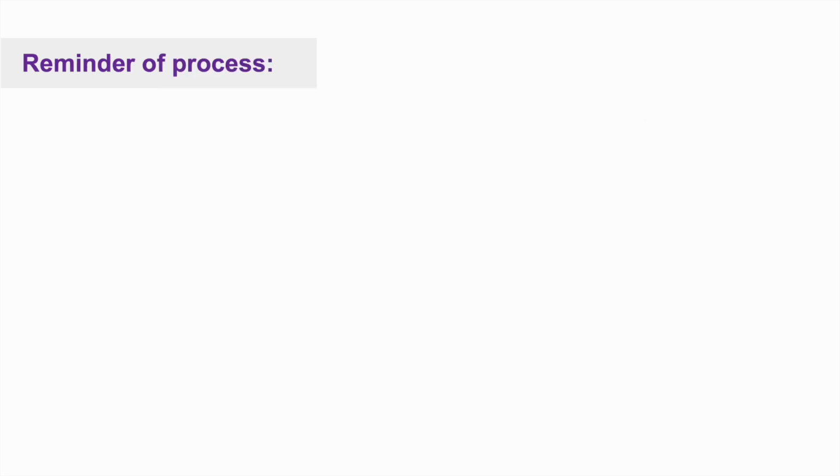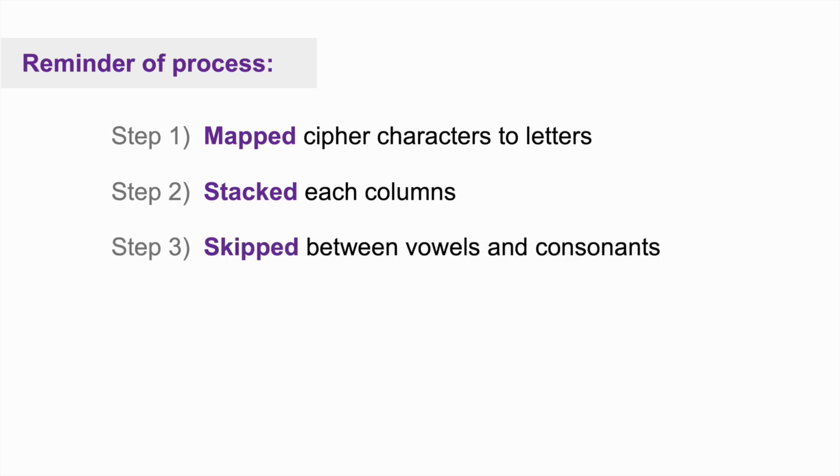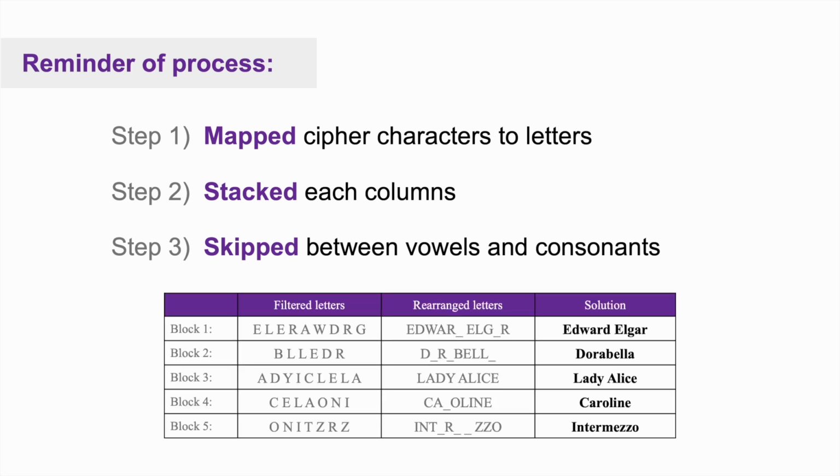A reminder of the process we've taken. We had one single mapping of cipher characters to letters. We stacked each column into alphabetical order, and we alternated between vowels and consonants. The result produced the following across the 5 blocks.